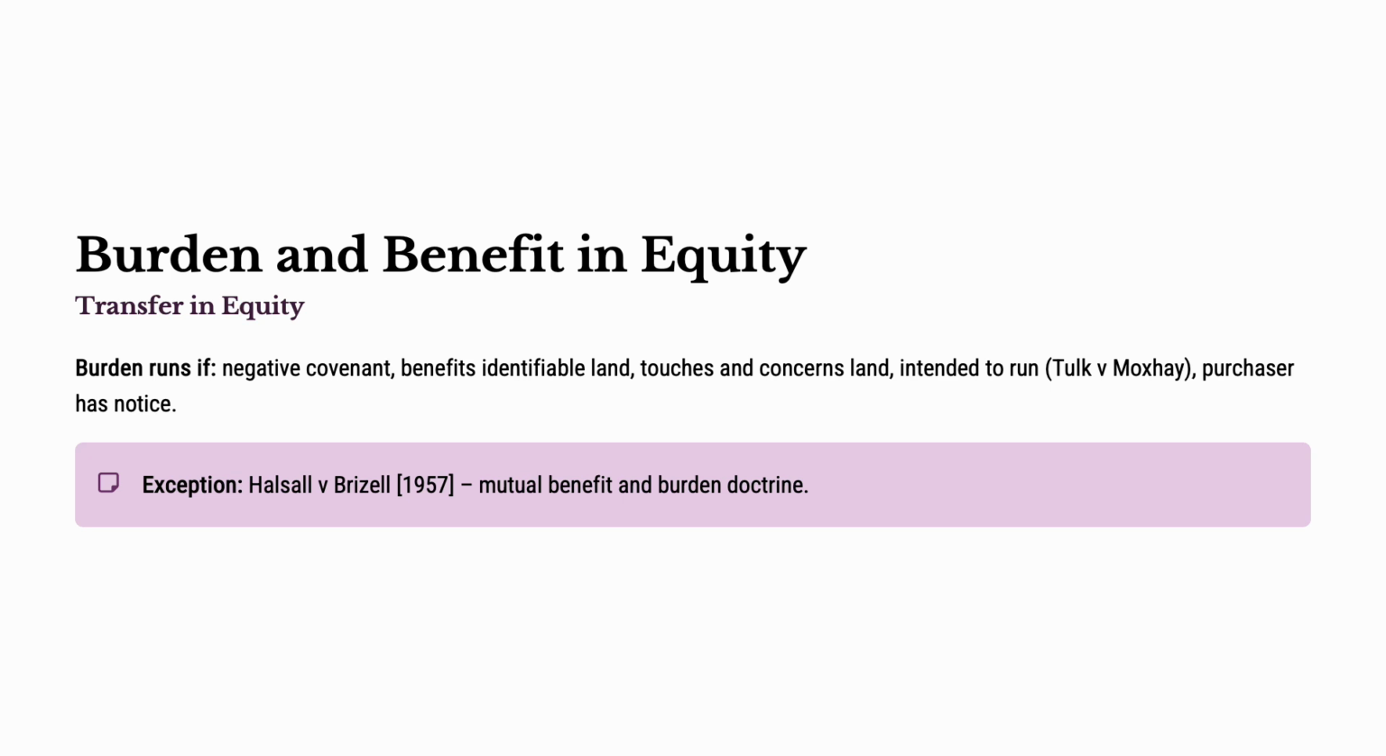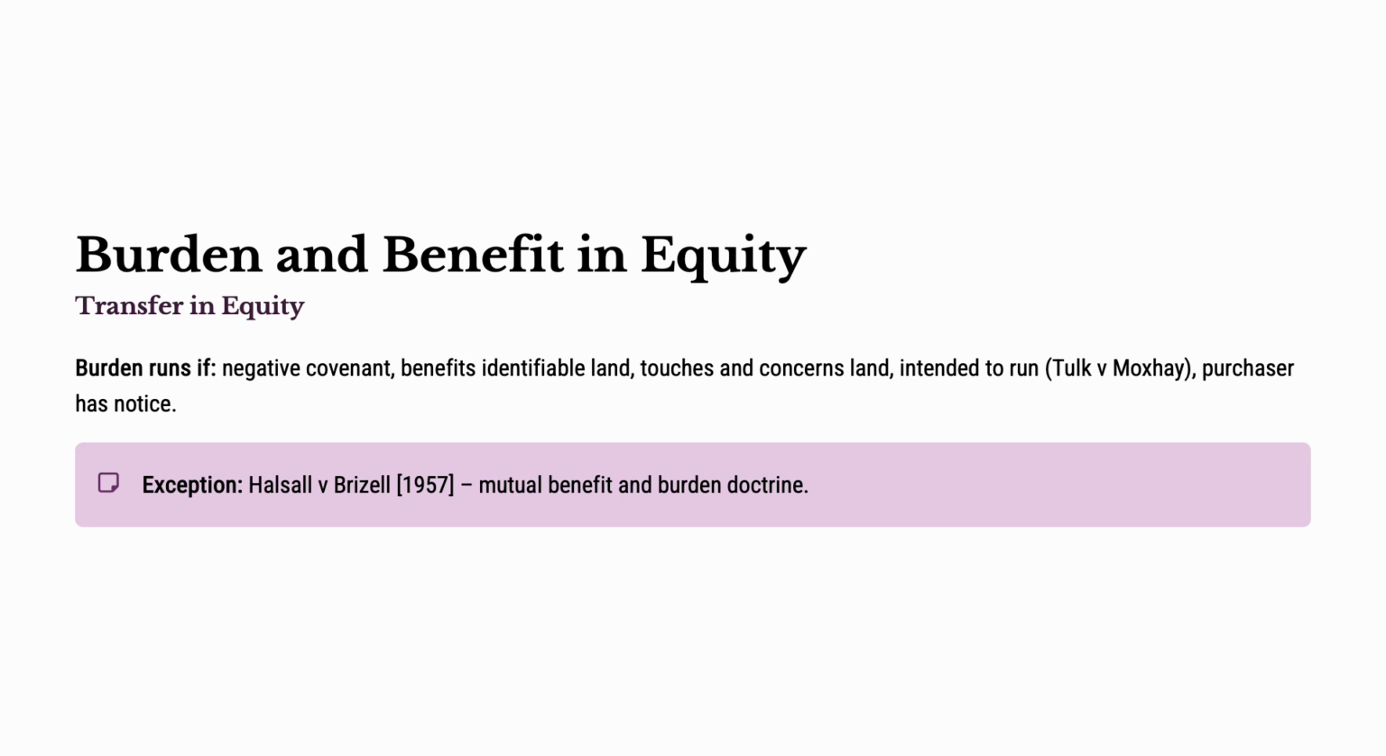First, the covenant must be negative or restrictive in substance. Remember our earlier discussion, it must not require expenditure of money. This requirement is absolute. A positive covenant cannot have its burden pass in equity. Second, the covenant must benefit identifiable dominant land.